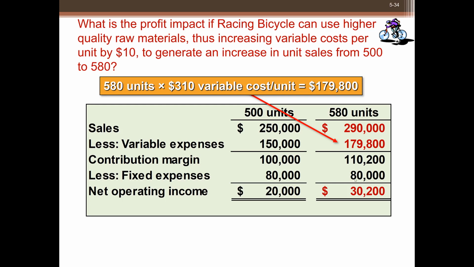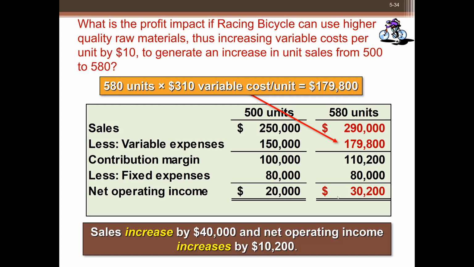The difference is contribution margin, minus fixed expenses. Fixed expenses do not change. So we can get net operating income of 30,200, compared to 20,000. It increased. Here, sales increased by 40,000, to 290,000 from 250,000, and net operating income increases by 10,200. So this is a good decision.